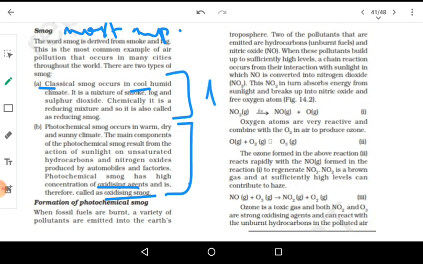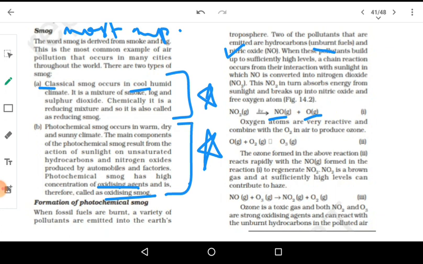Let us now move to the formation of photochemical smog. This particular part is the important one, so let us just go through the formation. When fossil fuels are burned, a variety of pollutants are emitted into the Earth's troposphere. Two of these pollutants are hydrocarbons, as a result of unburned fuels, and nitric oxide, that is NO. When these pollutants build up to sufficiently high levels, a chain reaction occurs, and as a result the NO is converted to NO2. This NO2 in turn absorbs energy from sunlight, and reacts to give NO and nascent oxygen, that is a free oxygen atom.